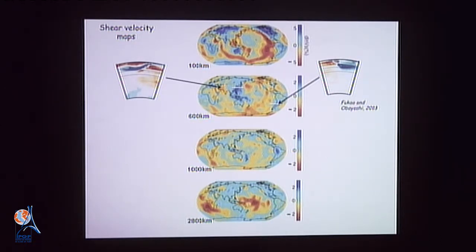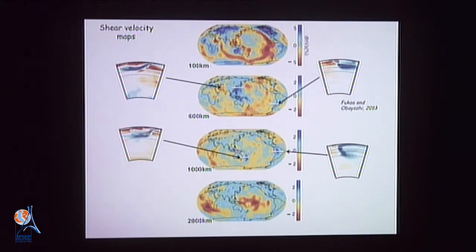As you go deeper, the image changes again, and the strikingly fast velocities that come out of this rather short wavelength, not very clear picture, are only some regions in which the slabs actually penetrate deeper. And as Fukai and Obayashi pointed out a couple of years ago, there are these regions where the slabs pond deeper. This is 1,000 kilometers depth. I will return to this later.